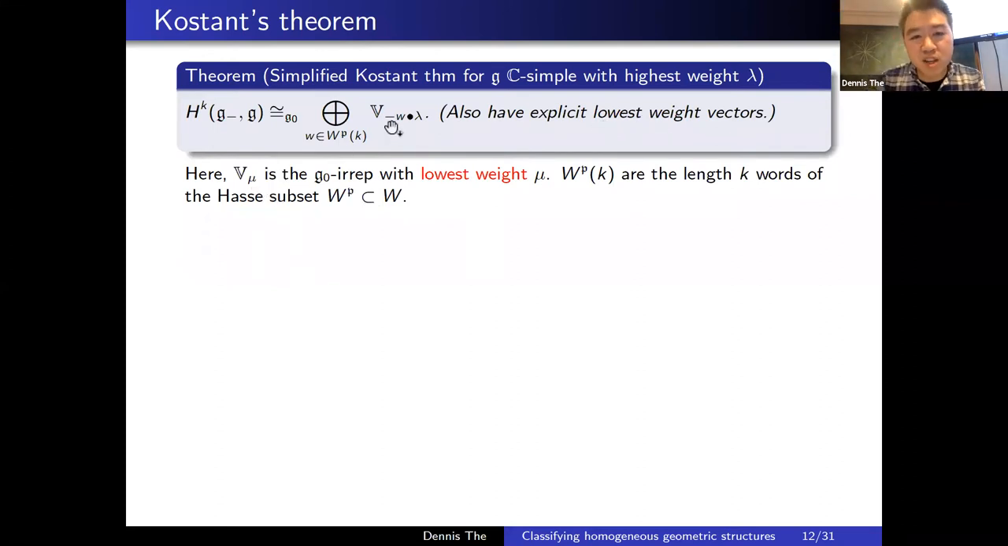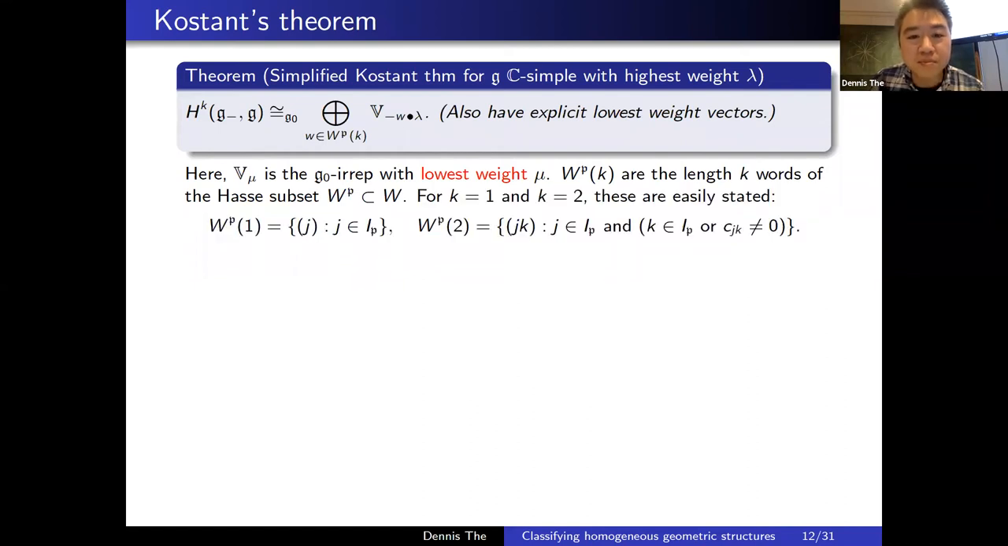Just my notation here: V mu is the G0 irrep with lowest weight mu, these mu's being this, minus the W affine action on lambda, lambda being the highest weight. This subset is called the Hasse diagram, and this parenthesis K refers to the length K words. The definition I'm not going to go through right now, I want to show you how to use it because we're only interested in k equal to 1 and k equal to 2. So let me just state what those values are.